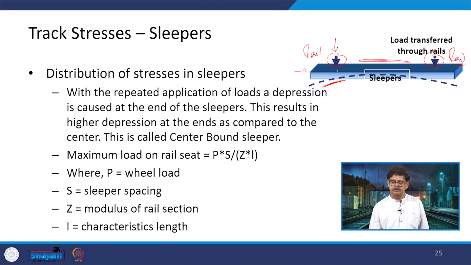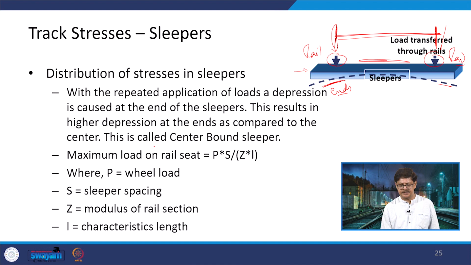Because of this rail condition, the wheel is going to be on this rail, connected by the axle here. The load is getting transferred to these two wheels, coming to the rail and then the sleeper, which is where the deflection is going to be at the ends, but at the center nothing happens. If this type of deflection scenario is created, it is defined as a center bound sleeper condition. It says that with repeated application of loads, a depression is caused at the end of the sleepers. This results in higher depression at the ends as compared to the center, and is called a center bound sleeper.